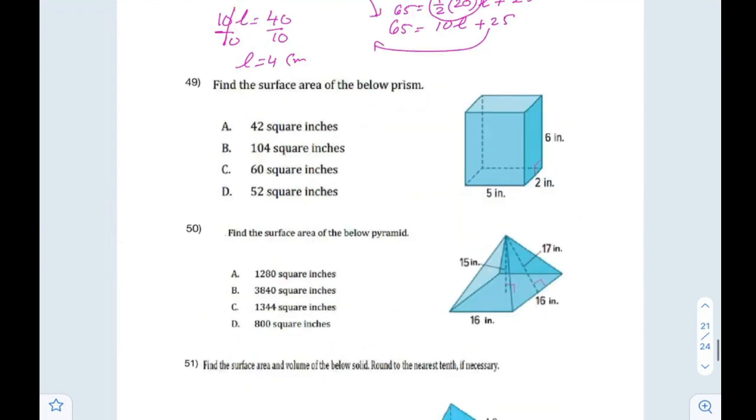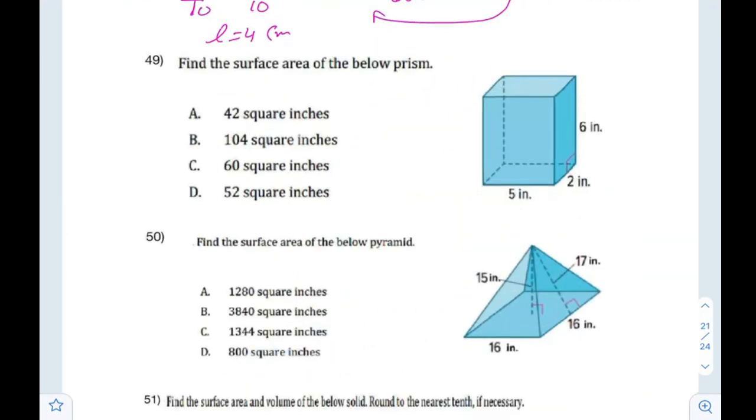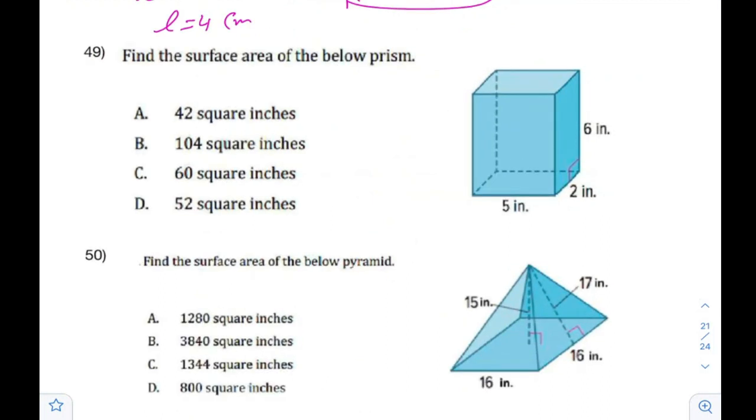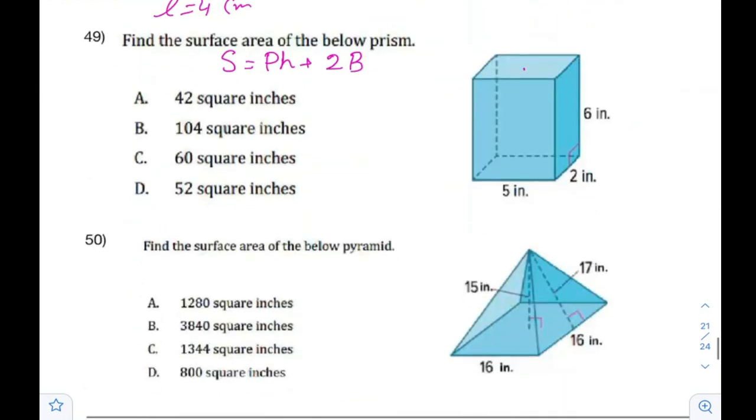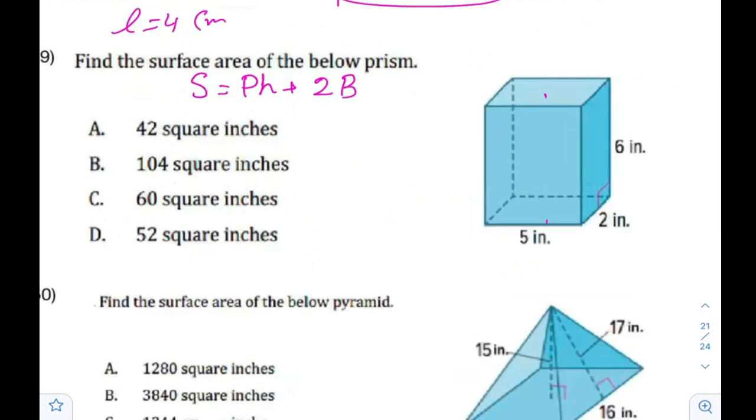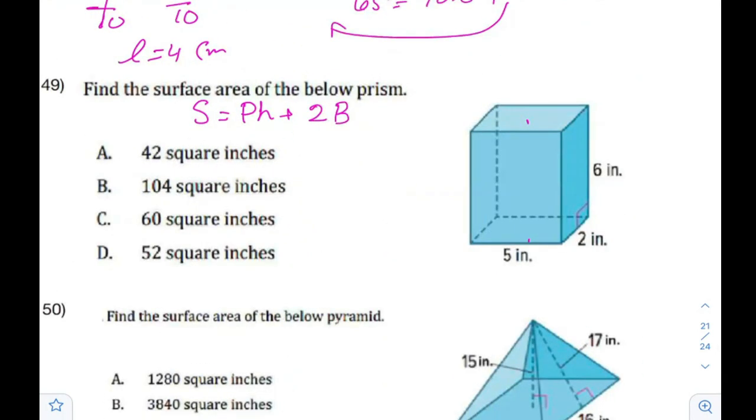Now find the surface area of the below prism. Again, this is called a rectangular prism. Surface area rule. Surface area for the prism is PH plus 2B. This was the pyramid with 1B because we have one base. Here we have two bases, remember it is 2B. And H here is the height of the prism.